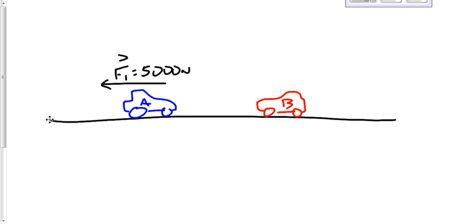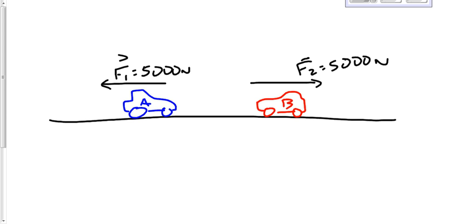If object A applies a force on object B, then object B applies an equal and opposite force on object A. Where's the other force? Where's the reaction force of 5,000 newtons? Not where I drew it in the first place. It's right here. We'll call this one F2 of 5,000 newtons.